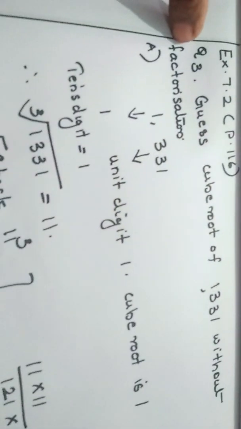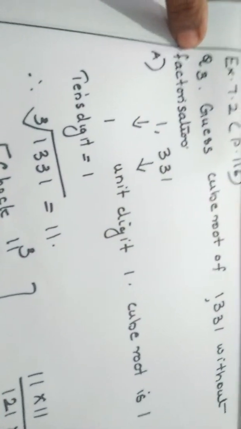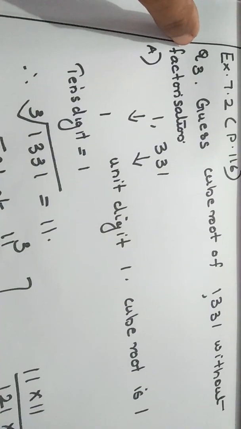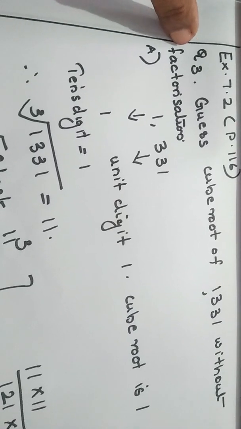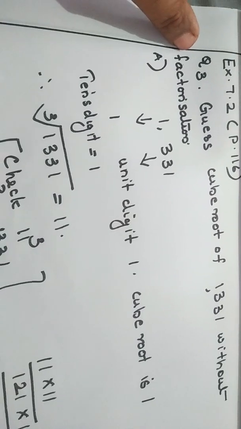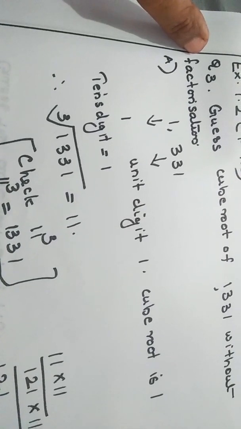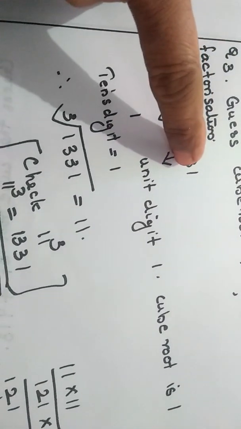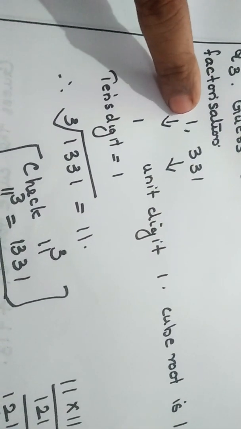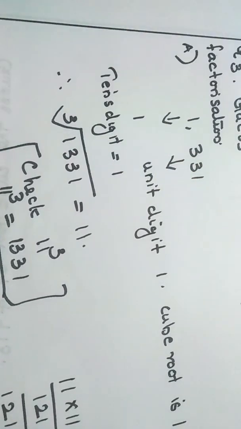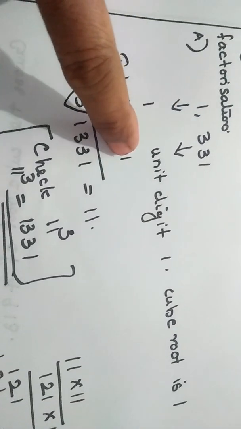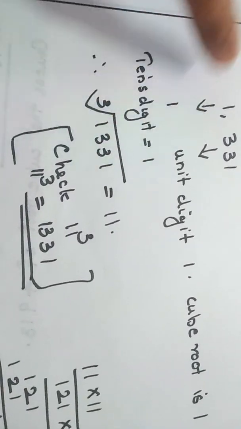Next question. This is an exercise question. Last exercise question. Guess the cube root of 1331 without factorization. Without factorization means the method of estimation. Here we group from right 3 digits, leaving 1 digit here. 331. Ones place is 1. So the ones digit in the cube root will be 1 itself.